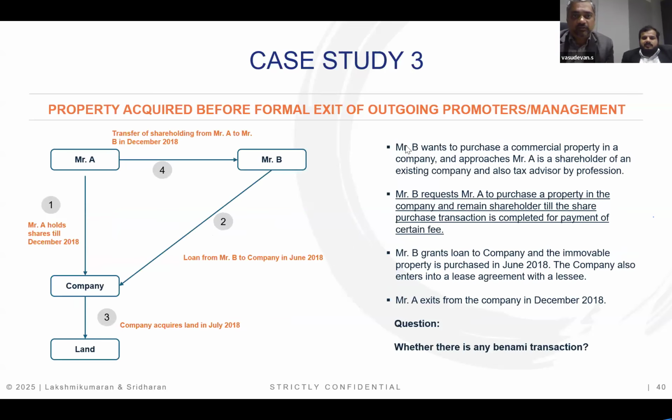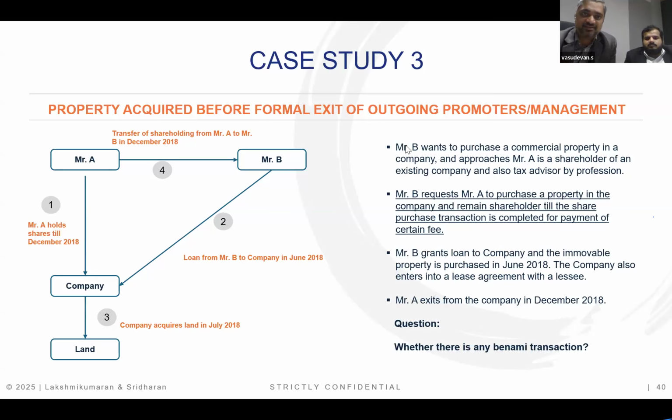Yes. Now, the third case study, again a live example and, I would say, much more refined. There is a company held by Mr. A. He is the shareholder of the company. And Mr. B comes into the picture. Let us say that before Mr. B acquires the shares of this company, Mr. B gives a loan to the company. So the money has now come to the company and it is sitting as a loan taken by the company. With that money, the company then purchases a land.